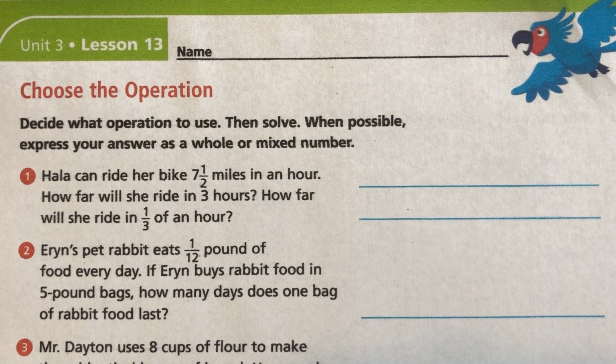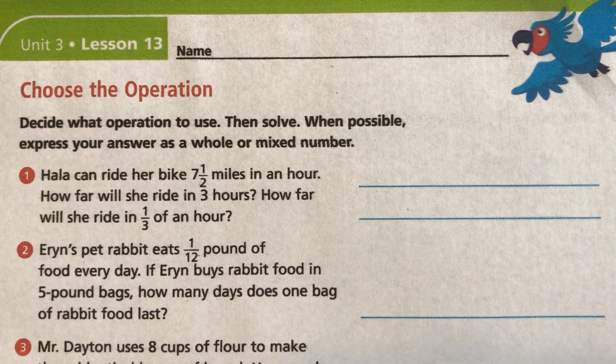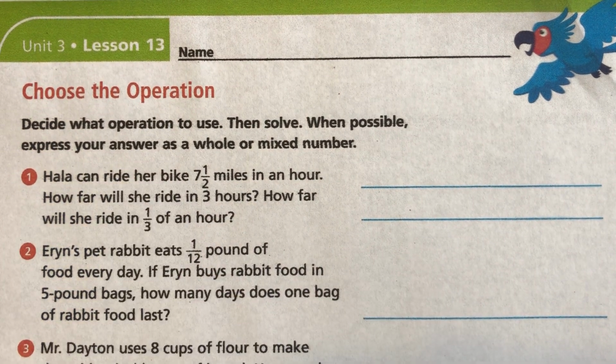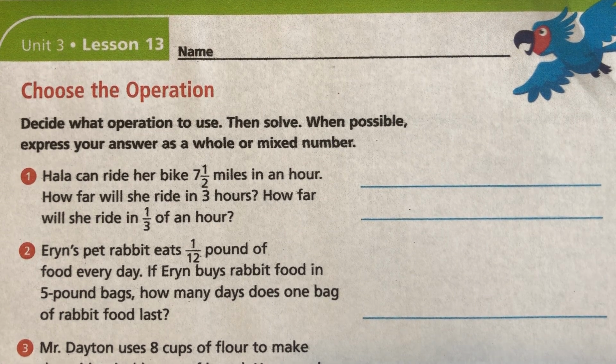So you are going to need your workbook page packet and a pencil, and you're going to want to open up your workbook page packet to page 121. It'll look like this at the top. Unit 3, Lesson 13, choose the operation. This is what you should see. So again, we're on page 121. And I expect you to complete all these problems right along with me and be thinking about them as we go. So here we go.